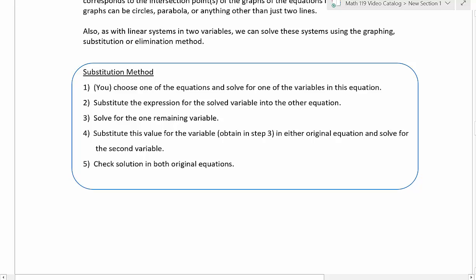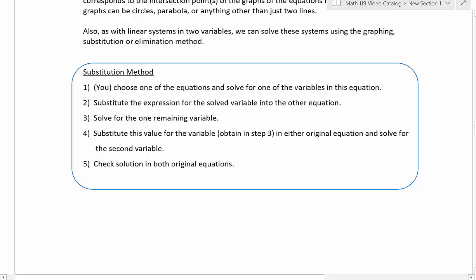So you already know the solution method for systems of equations with just two variables, linear equations. We're going to use the exact same steps when we're looking at nonlinear systems as well. So for the substitution method, you're going to choose one of the equations and solve for one of the variables in this equation. I always just look for the one that looks easiest. Then we're going to substitute that expression for the solved variable into the other equation.